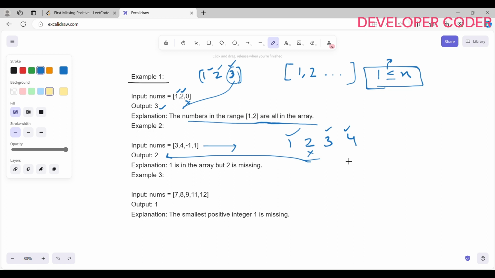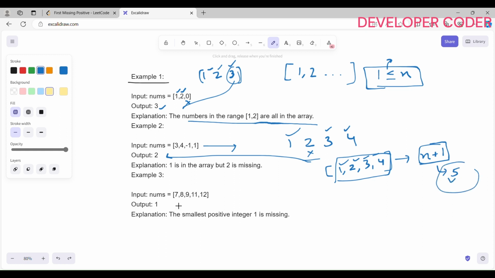Okay. Now let's suppose that all these 4 numbers are there. Let's suppose this is my nums array, and in this nums array, all the 4 numbers are there: 1, 2, 3, and 4. Then in that case, I have to just return n plus 1, because that number is going to be my positive integer. So n plus 1 is nothing but 5. Because 1, 2, 3 and 4, everything from number 1 to n is there in my nums array, in this range, I have to just return n plus 1 in that case. Okay, this is going to be my smallest positive integer.